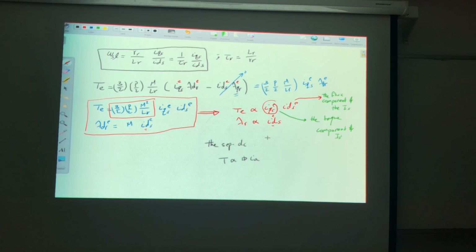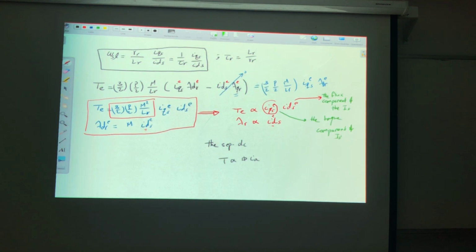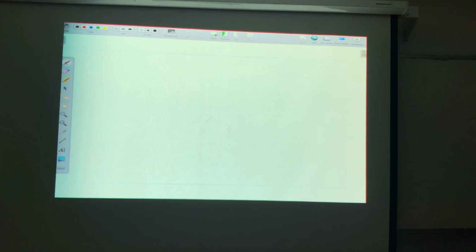Okay. So how can we do that? Let's discuss the block diagram of vector control and how we can realize that. Yeah, of course.